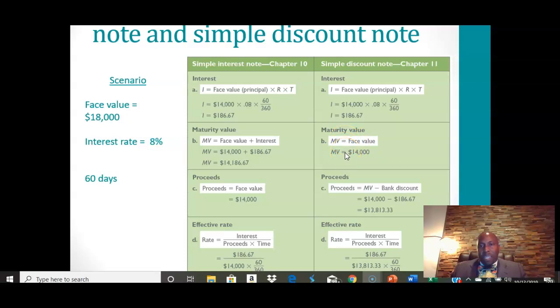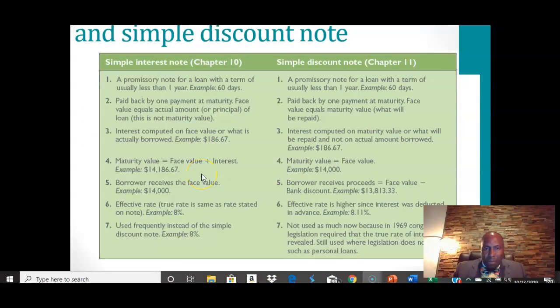That's because, once again, under a simple discount note, the bank will deduct the bank discount from the face value of the maturity value, and you will receive proceeds of, in this case, $13,813.33. Compared with a simple interest note, you receive the entire $14,000, and then you will pay them back $14,186.67.